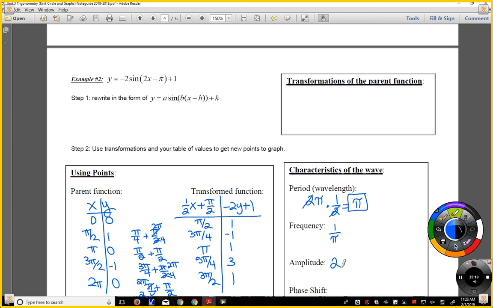Okay. And then phase shifting is literally changing your starting point. So if you look at our chart, instead of starting at 0, this graph starts at pi over 2 for the x because we had that shift right pi over 2. So your phase shift is just the amount that you shifted left or right. Any questions on any of those characteristics?